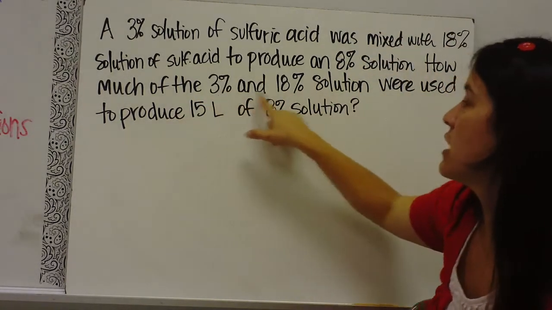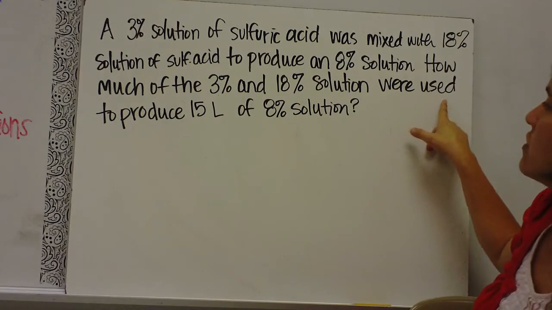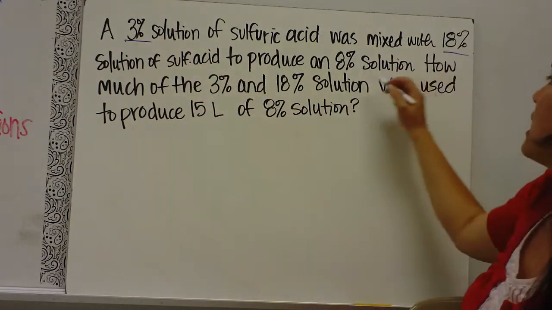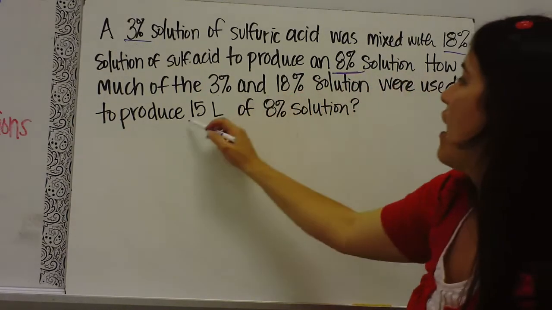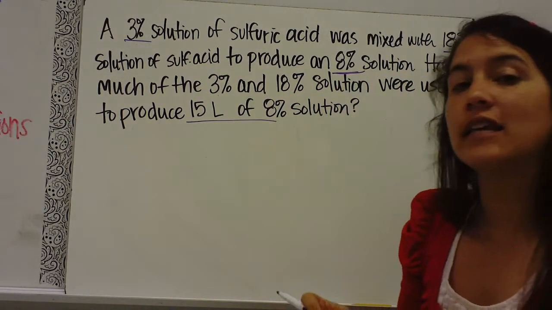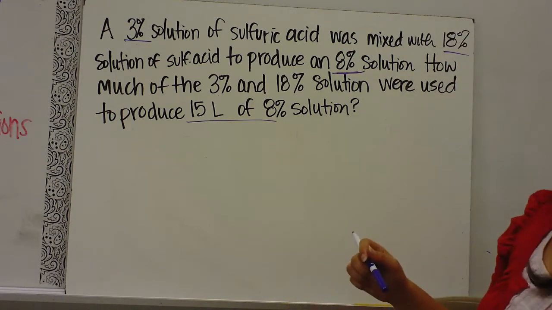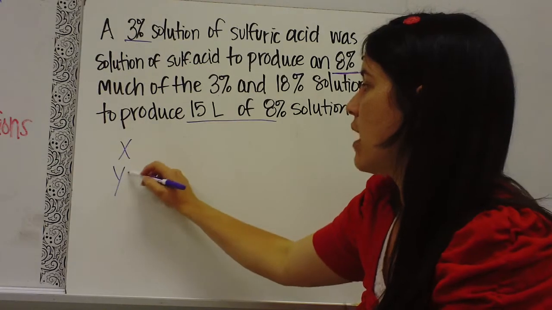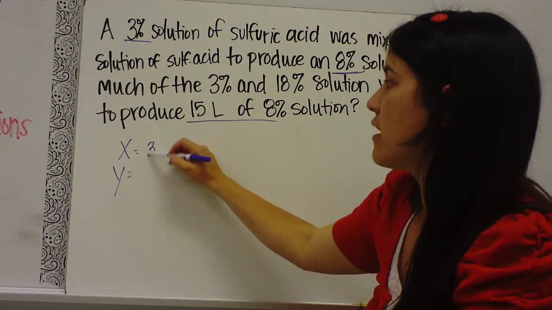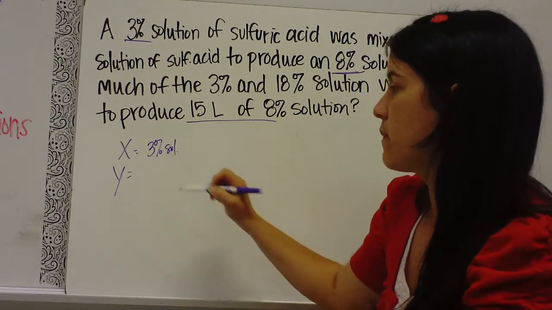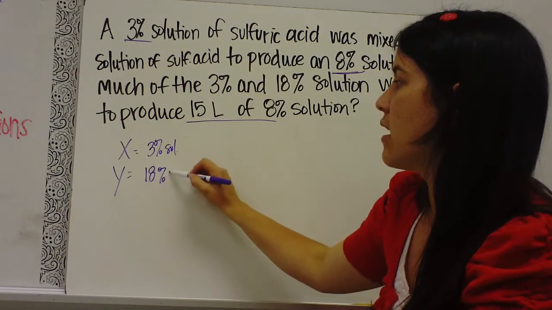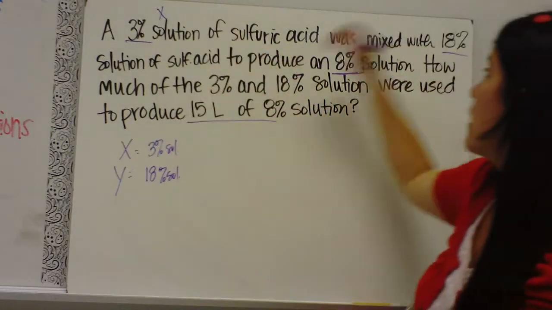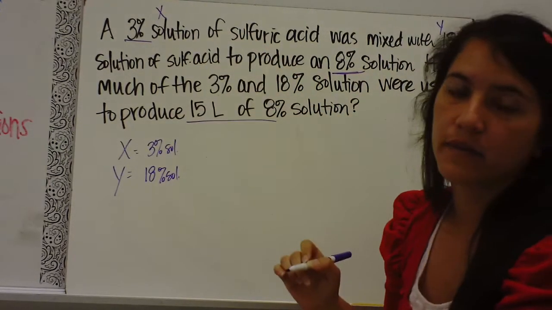How much of the 3% and 18% solution were used to produce 15 liters? So we have a 3% solution, an 18% solution, and we got an 8%. And then we wanted 15 liters of the 8% solution. So we have to define our variables. We're going to use an X and a Y. The X is going to be the amount of 3% solution, and the Y is going to be the 18% solution.